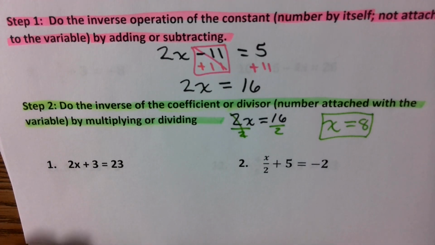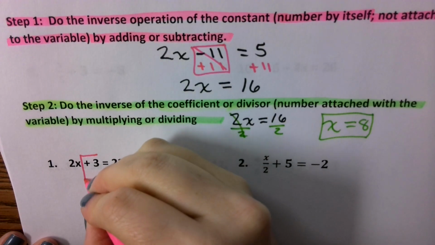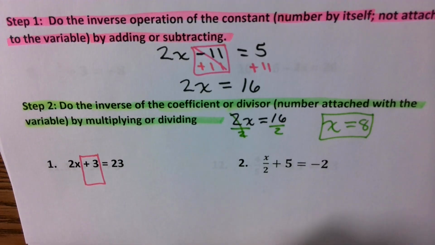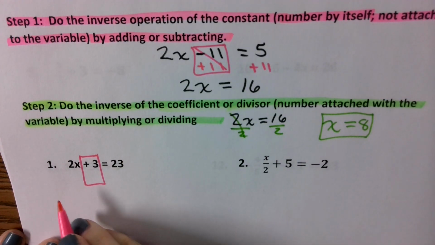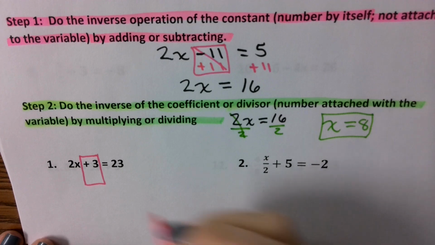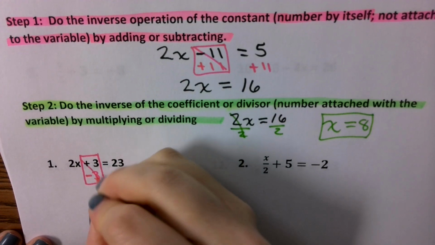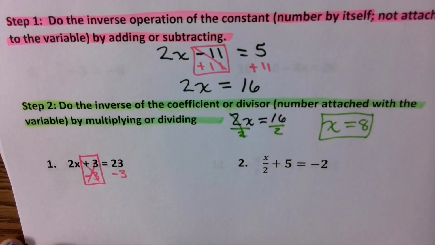Ava, 3. So I'm going to go ahead and put a box around the 3, including the operation that happens to be in front of it. It says it's a plus 3, so my inverse operation is to subtract 3. And whatever I'm doing, I'm going to do it to both sides.